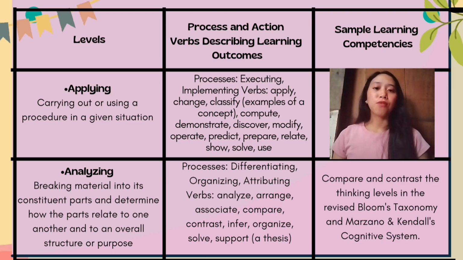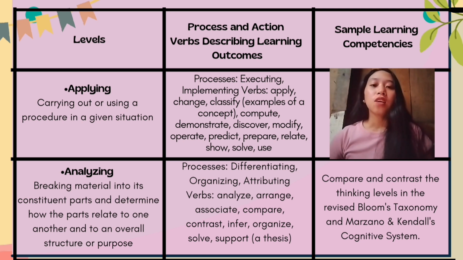This level involves breaking materials into its constituent parts and determining how the parts relate to one another and to an overall structure or purpose. These cognitive processes include differentiating, organizing, and attributing, with action verbs such as analyze, arrange, and compare. So for example, comparing the themes in 2 different poems in a poetry class.